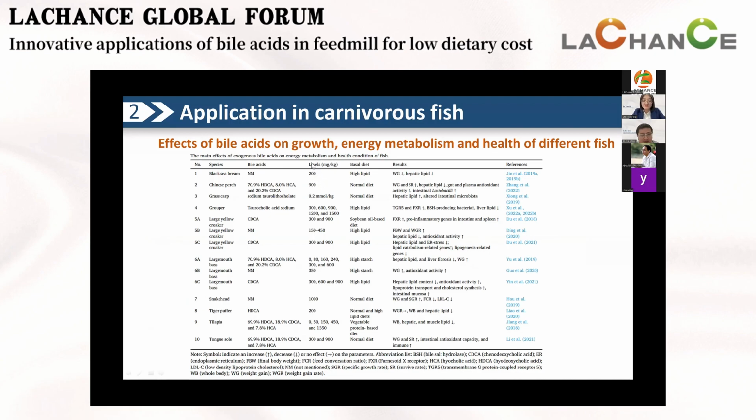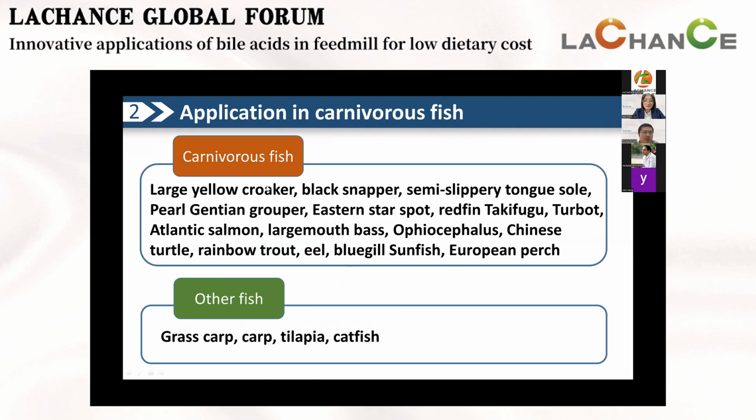And here is the suitable level of bile acids. In some research, bile acids are supplemented in the normal diet, in some research in the high lipid diet, and some in the high starch diet. Also, there is much research about bile acids in vegetable protein-based diets. Here is a review of the research until now, and we can see that most of the research about bile acids is mainly in carnivorous fish.